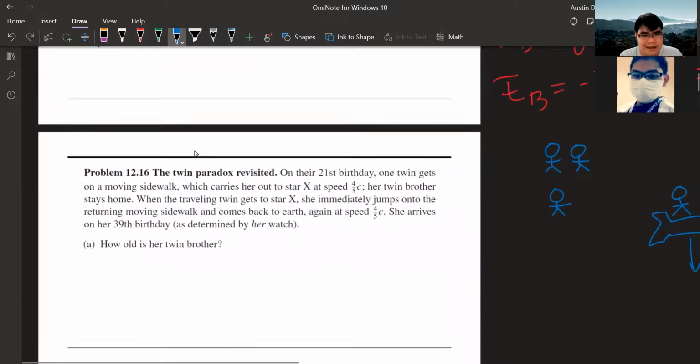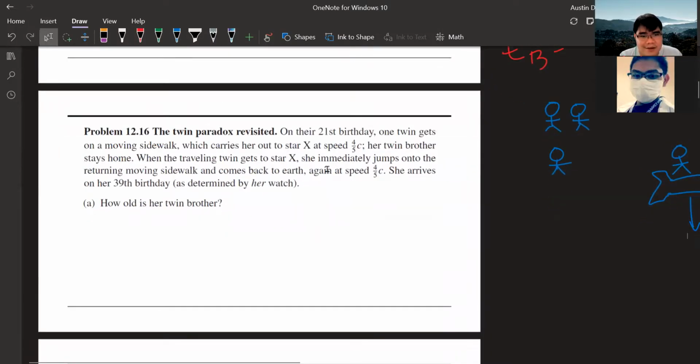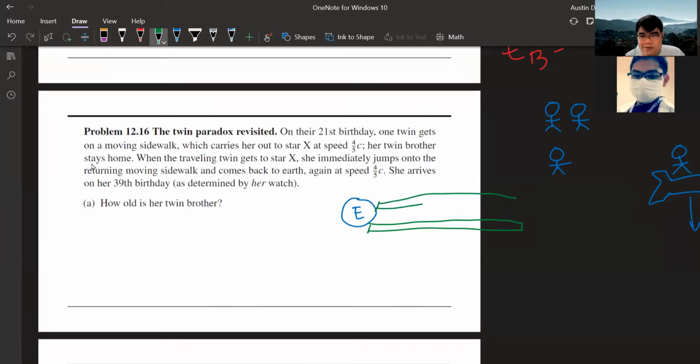Okay, so basahin natin. Merong changes in the specs here. So on their 21st birthday, the one twin gets on a moving sidewalk. So let's try to draw this. So you have your Earth, blue. Then there is a moving sidewalk. Mabilis. Okay, so ayun yung spaceship mo kunyari. Tapos meron kang dalawang moving sidewalk. Okay? And this is your star X.